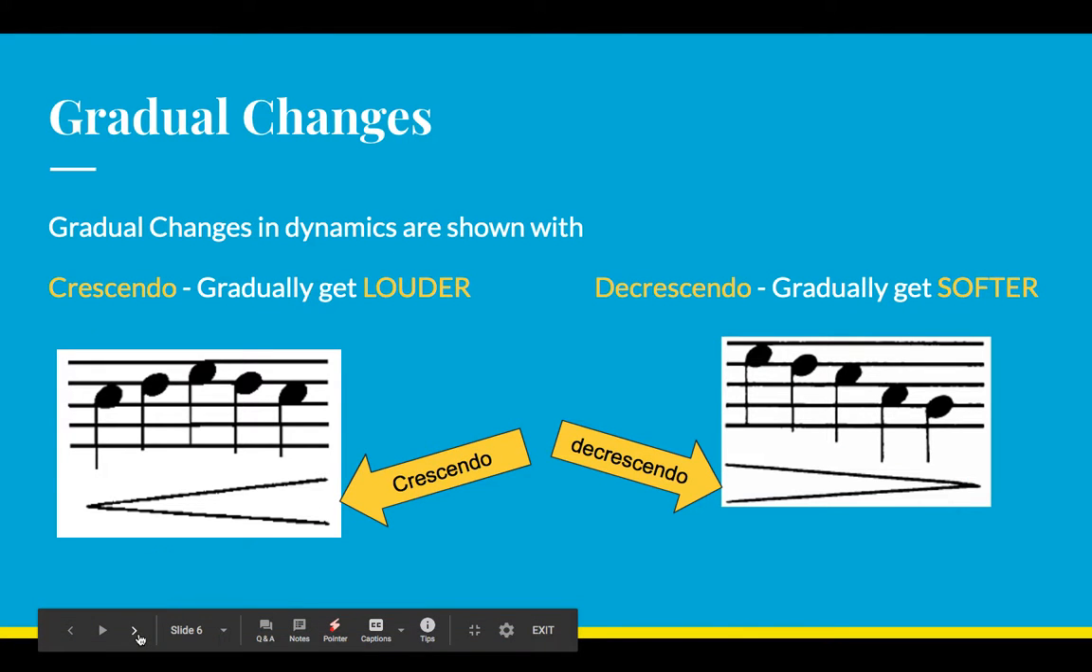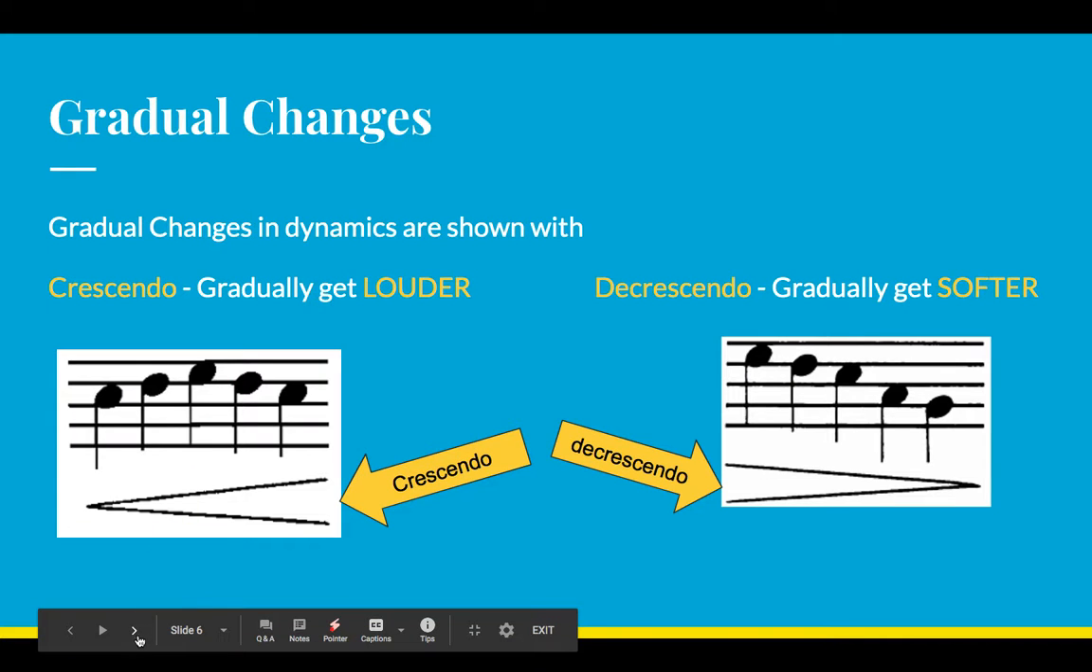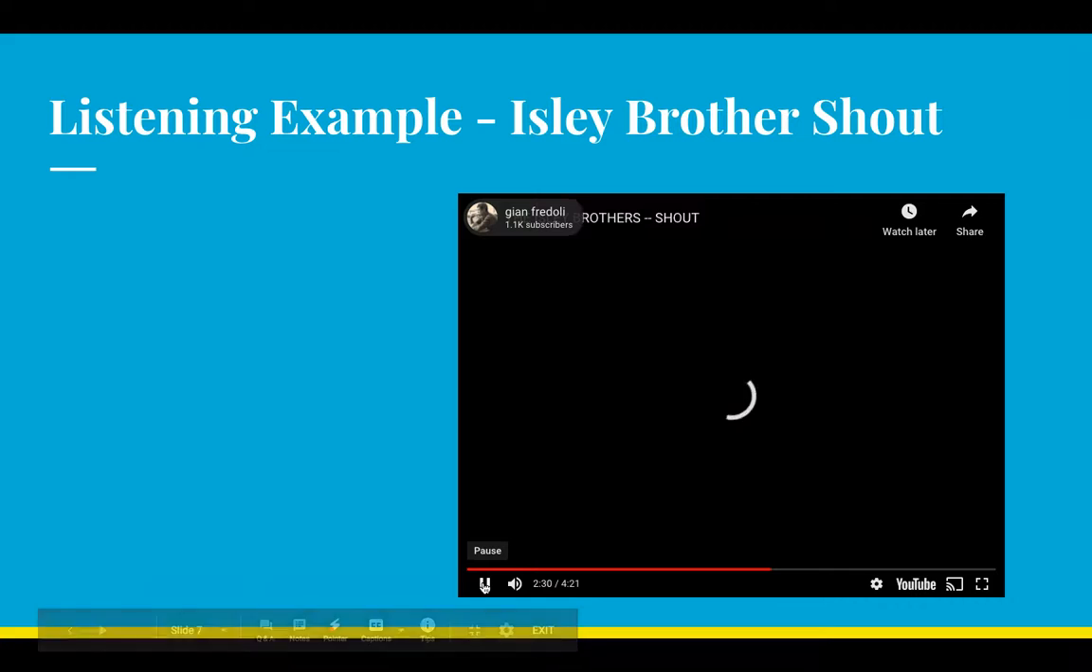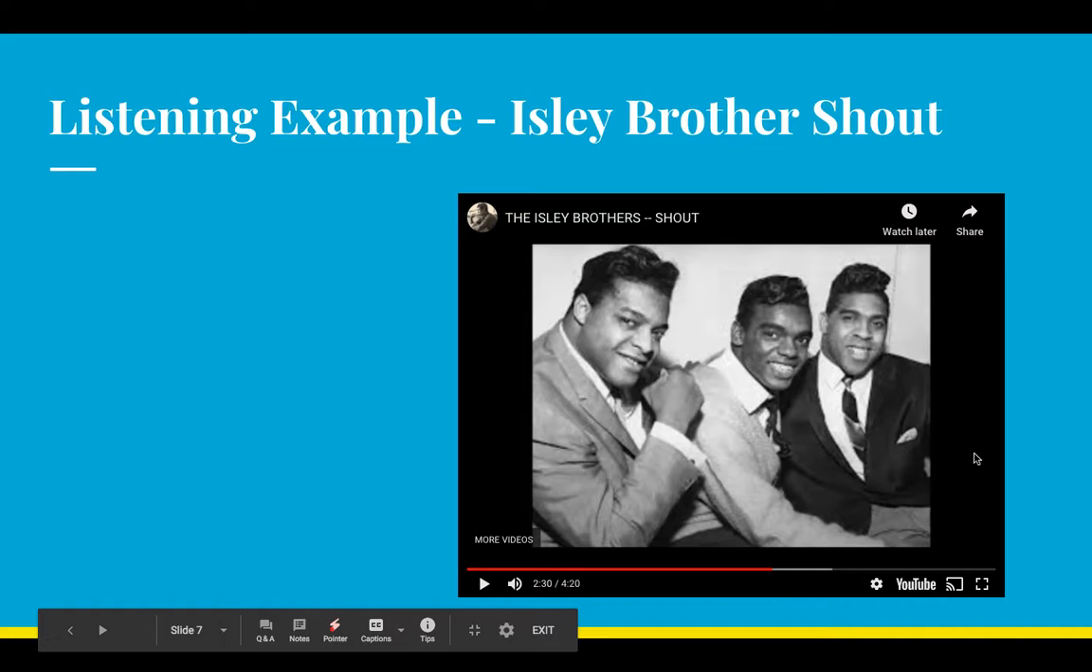So, a really good example for what you can listen for, and this will be in your page. Here's a listening example from the Isley Brothers. This is played at family events and weddings all the time. It's the song Shout. I'm going to have you listen to a link of this song, and it goes through all of the dynamics that we just talked about.